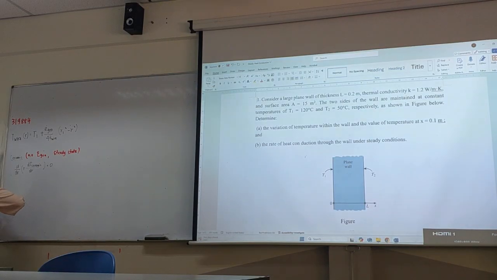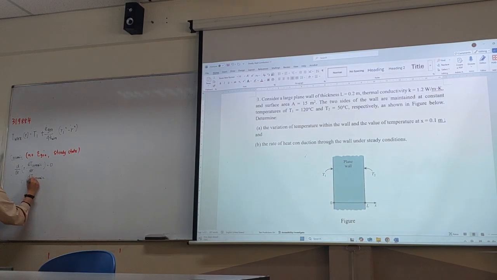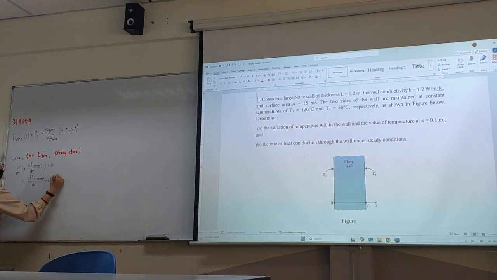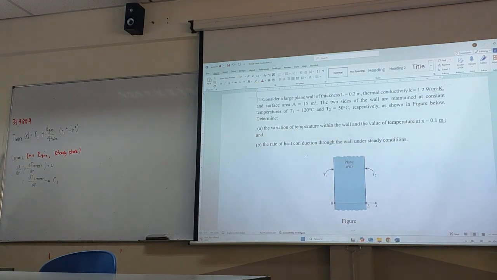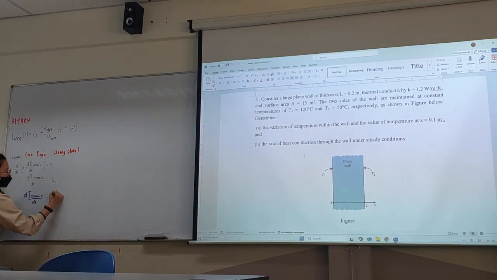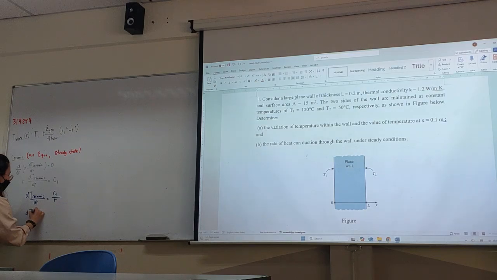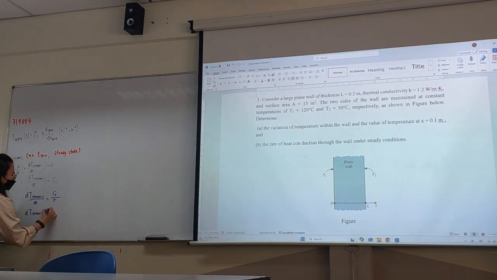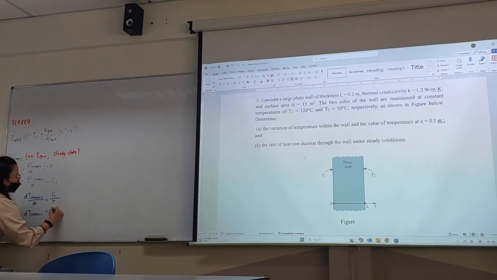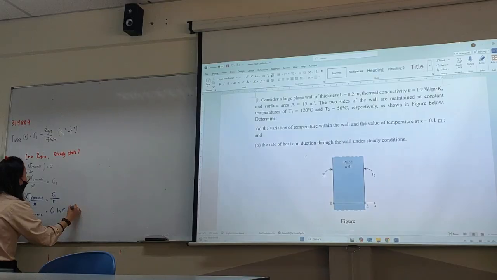So you do the integration. R dT ceramic divided by dr equals C1. You rearrange the equation, so dT ceramic over dr equals C1 over R. Then integrating, dT ceramic equals C1 ln R plus C2.